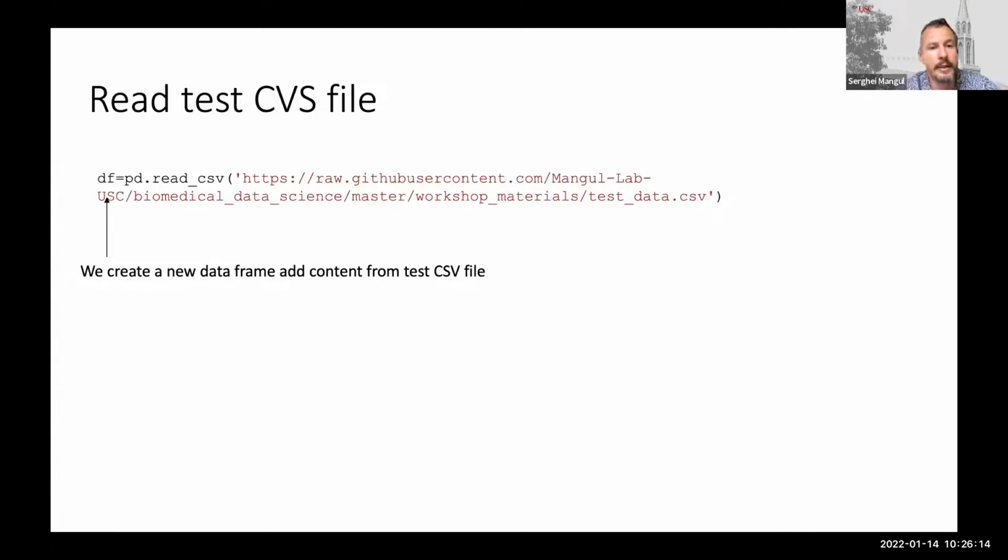Actually, you can read the CSV file directly from the web. In this case, it's something we stored on our GitHub, on our website, and you can read it just like that. There are two ways to do it. One way is to download the data on your laptop and read it from there. Another way is to read it directly from the web, if the file is stored publicly. You just need to provide the correct path, which we did here.